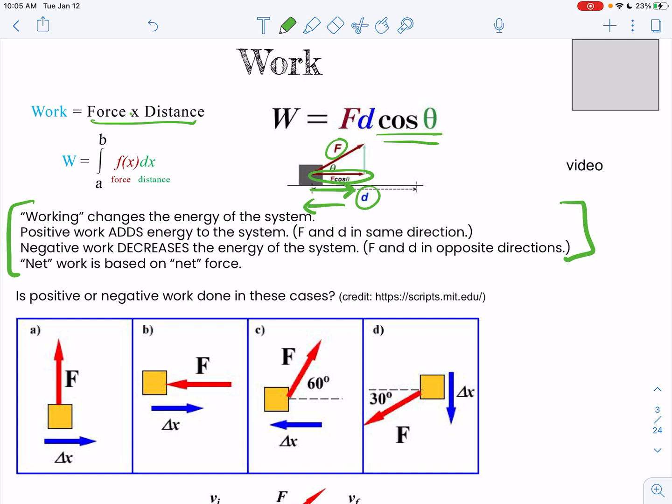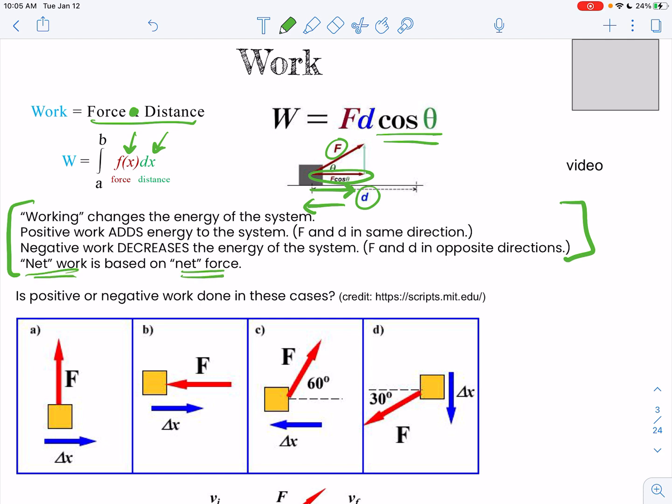So you also can find the work with an integral, okay? So kind of like how we did the area under the curve before. So if I take a force function based on distance, dx, okay, and evaluate it between two different positions, then I can also find the work, okay?